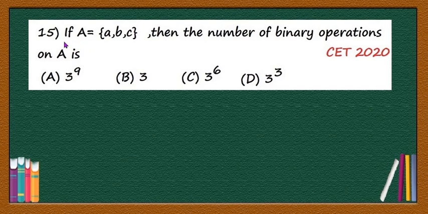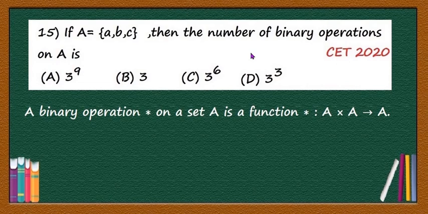This question is, if A is equal to {a, b, c}, then the number of binary operations on A is. To solve this question, first you should know the definition of binary operation. What is a binary operation? A binary operation star on a set A is a function star from A cross A to A. The definition of binary operation says it is a function from the set A cross A to A.